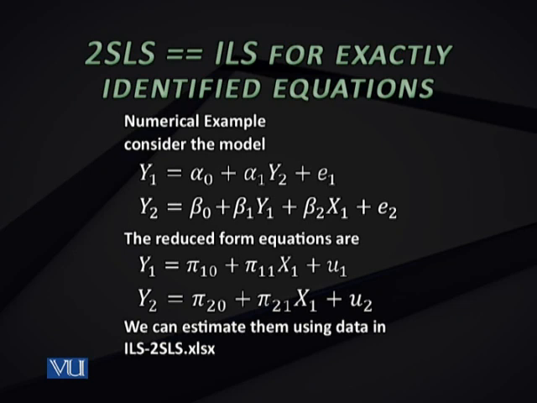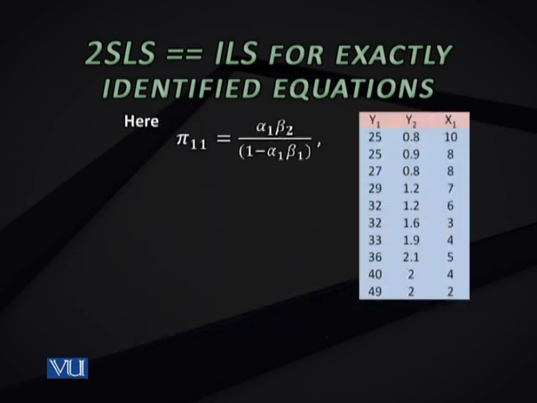So remember I told you, you have a file ILS-2SLS.XLSX, which is an Excel file. You have the data in it. You can use Microsoft Excel, or you can paste it in Stata and use Stata. Now here in stage 1, as you know, pi 1 1 and pi 2 1 were names of some expressions. We labeled alpha 1 beta 2 over 1 minus alpha 1 beta 1 as pi 1 1, and beta 2 over 1 minus alpha 1 beta 1 as pi 2 1. So using this, we can estimate pi 1 1 and pi 2 1.